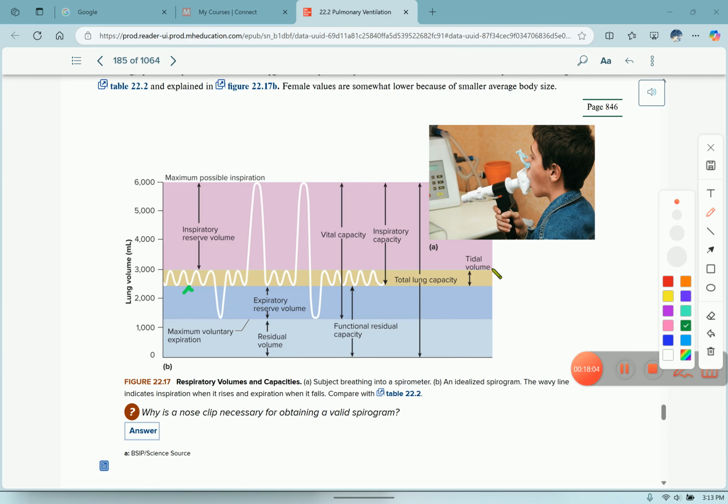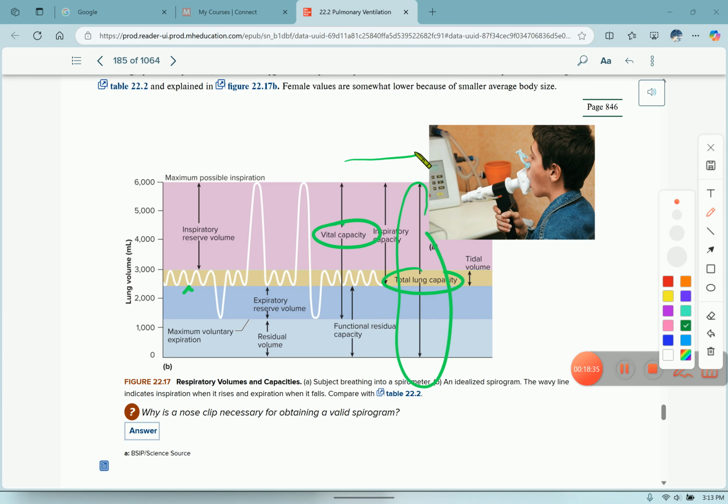Now, this zone from normal max exhale to max inhale is called the vital capacity. That zone or area is called vital capacity, and that's around 4,500 mils. And then if you could tap into absolutely everything, there's your total lung capacity of 6,000 mils.